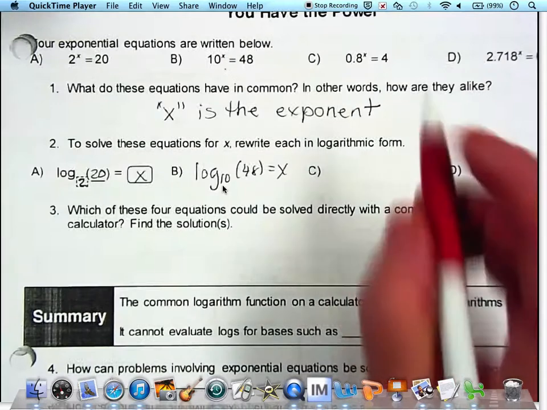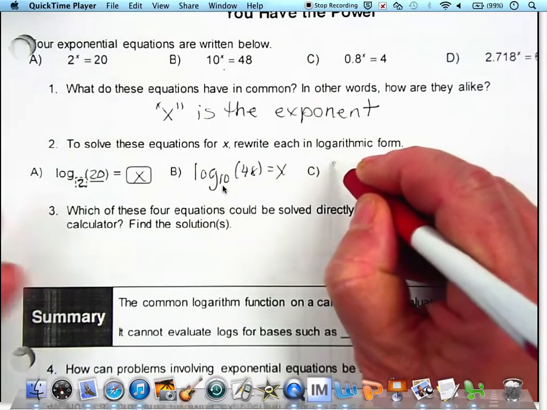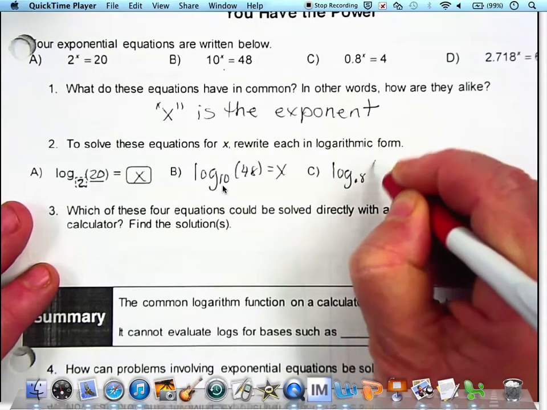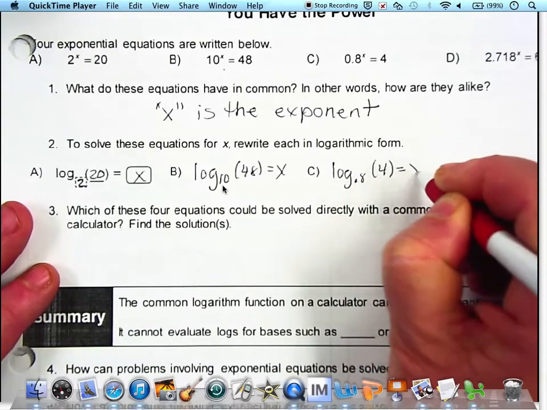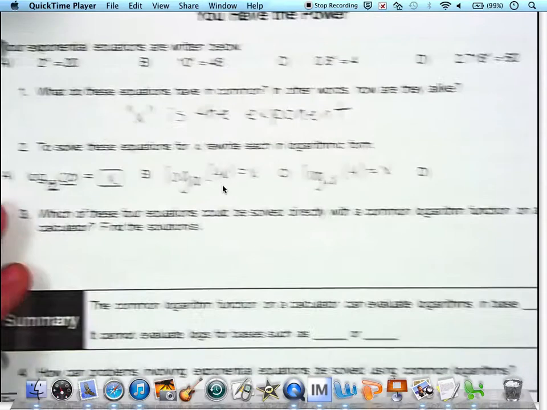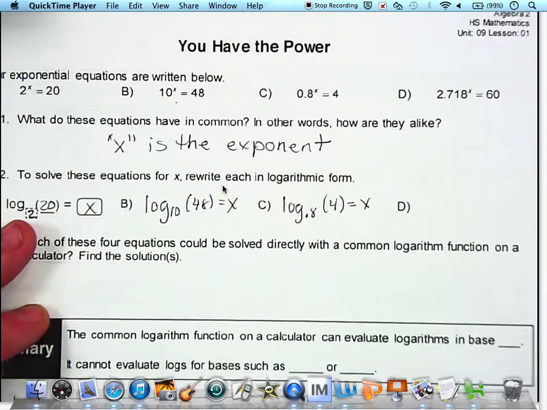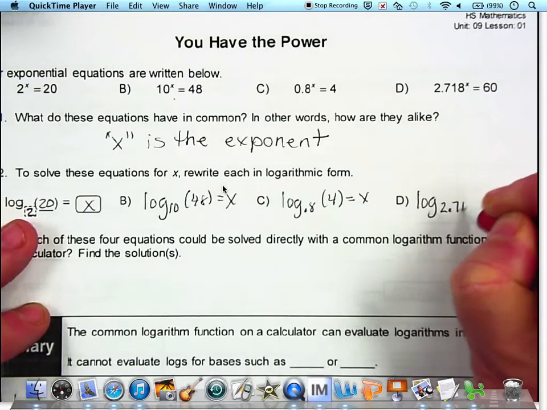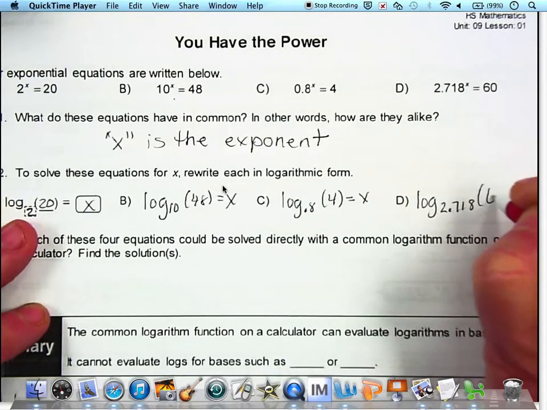How about C? How would you rewrite that one? Log base 0.8 of 4 equals X. Okay, that one we can't do on the calculator. How about D? Log base 2.718 of 60 equals X.